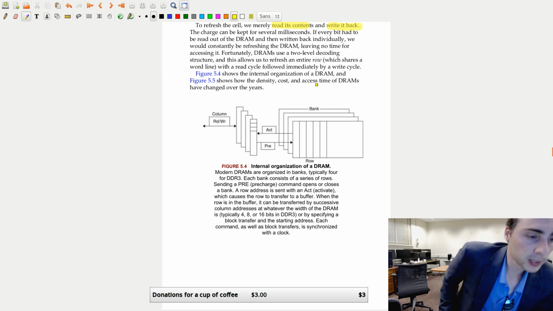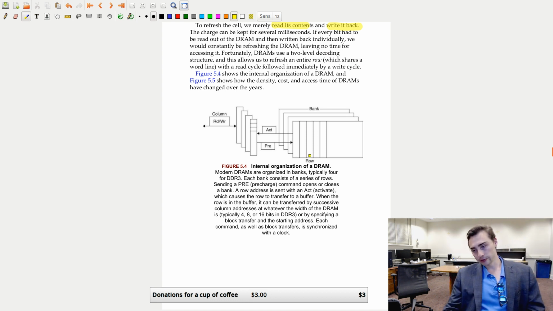Okay. So this shows a little bit of how modern DRAMs work. They're organized in banks, typically 4 for DDR3. Each bank consists of rows. Sending a pre-charge command opens or closes a bank. A row address is sent with an activate, which causes the row to transfer to a buffer. When the row is in the buffer, it can be transferred to successive column addresses at whatever the width of the DRAM is, typically 4, 8, or 16 bits, or by specifying a block transfer and a start address. Each command, as well as the block transfers, is synchronized with the clock.